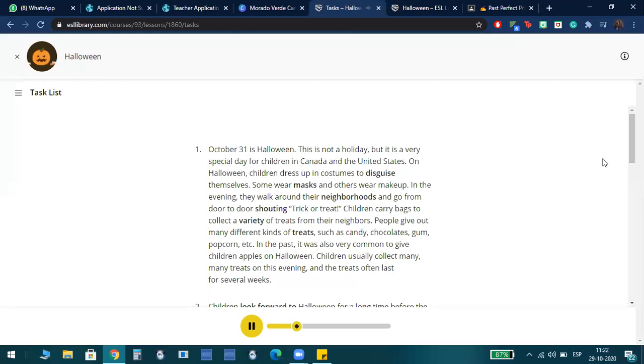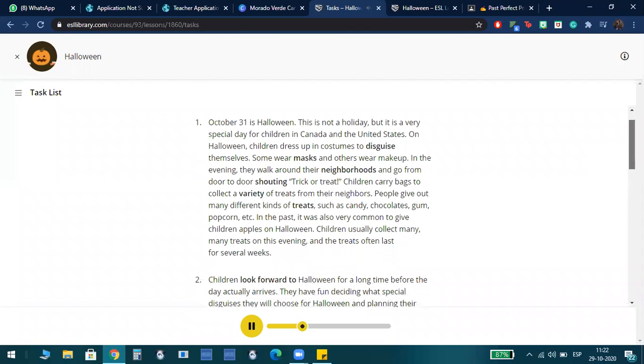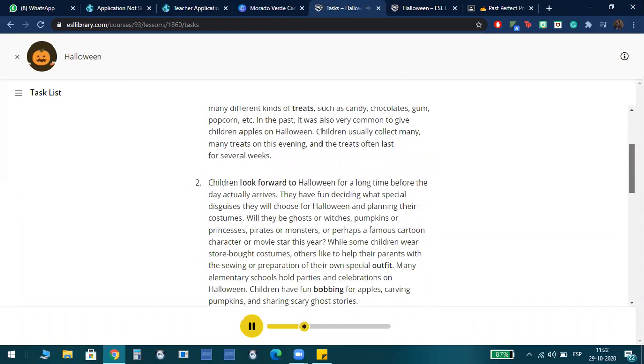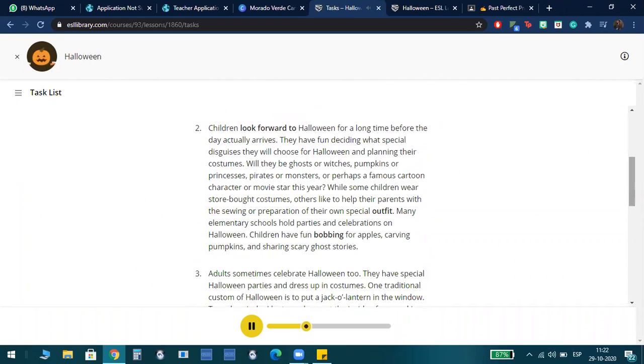In the past, it was also very common to give children apples on Halloween. Children usually collect many, many treats on this evening, and the treats often last for several weeks. Children look forward to Halloween for a long time before the day actually arrives. They have fun deciding what special disguises they will choose for Halloween and planning their costumes. Will they be ghosts or witches, pumpkins or princesses, pirates or monsters, or perhaps a famous cartoon character or movie star this year? While some children wear store-bought costumes, others like to help their parents with the sewing or preparation of their own special outfit.